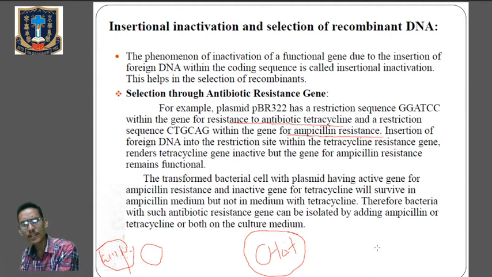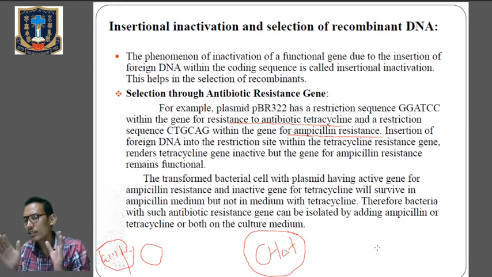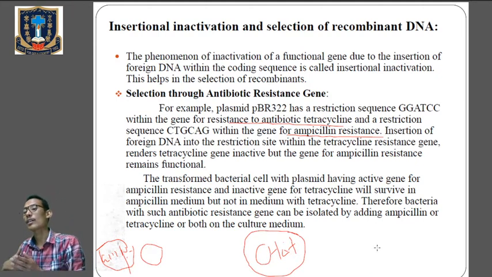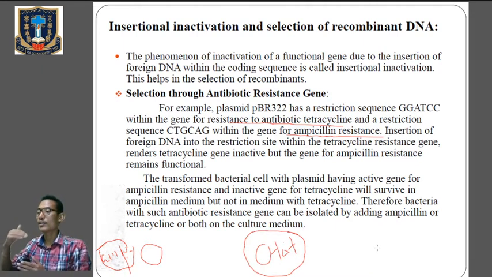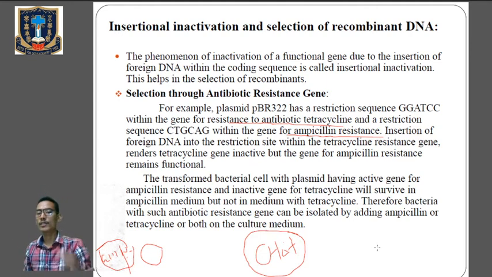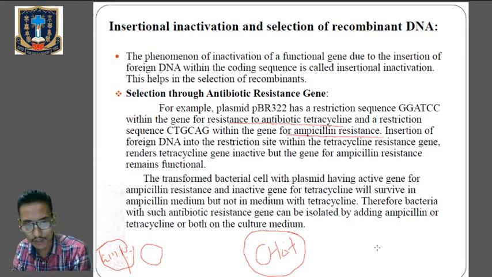But when we put the bacterial cells into a medium containing tetracycline, then only those bacterial cells which have not undergone transformation will survive, because non-transformed bacterial cells contain both the ampicillin and tetracycline resistance genes. But those cells which have undergone transformation, which have the recombinant DNA, cannot survive in a medium containing tetracycline because they have lost the power of tetracycline resistance. So in this way we can differentiate between the recombinant and the non-recombinant bacterial cells.